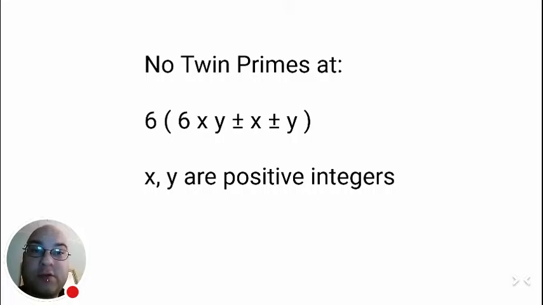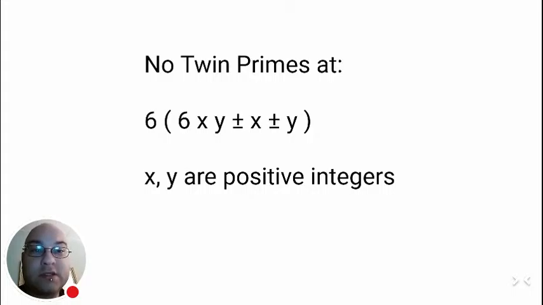But one thing we can do is generate the positions which we know do not have twin primes, and by looking at the holes, we can determine where there are twin primes. So here I'm showing the positions which do not have twin primes.